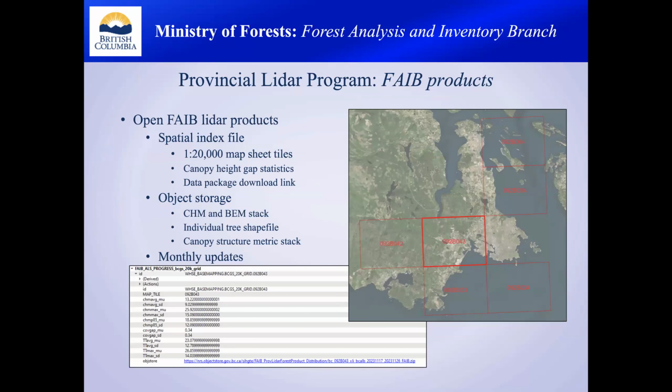So the products that we're generating for the provincial program are obviously open and freely available. We're hosting this in object storage. So basically hosting a spatial index file of the map sheets. And within those, there's simple statistics on some of the underlying metrics, but also a data package download link. And so within that download link, there are 3 products that are provided. So the bare earth model and the CHM are a stack, the individual treetop, and then the canopy structure metrics. So the table on the bottom here shows what that would look like.